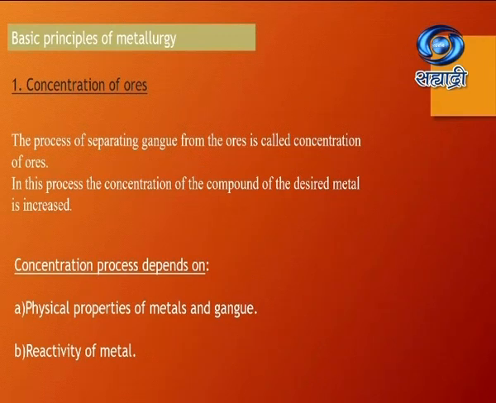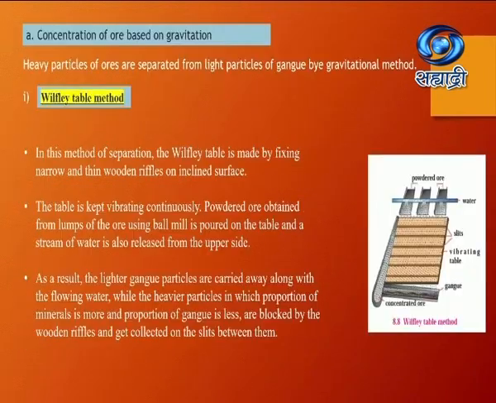Basic principles of metallurgy. First principle, concentration of ores. The ores are concentrated in order to acquire the metals from them. The process of separating gangue from the ores is called concentration of ores. In this process, the concentration of the compound of the desired metal is increased. The concentration process depends on the physical properties of the metal compound and the physical properties of gangue. Also, the concentration depends on the reactivity of the metal.